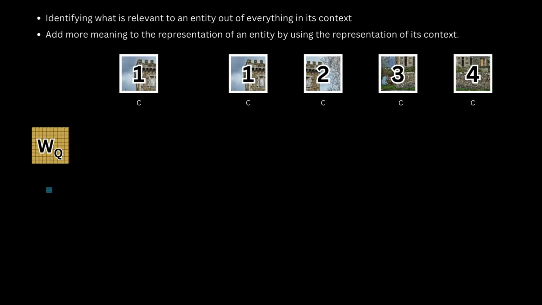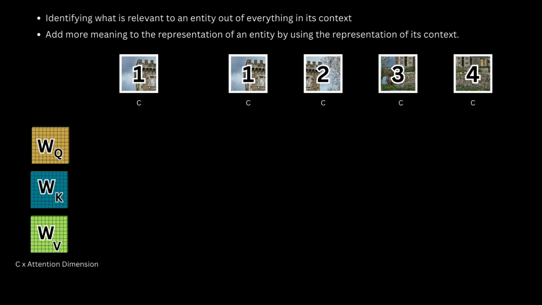We use three matrices WQ, WK, WV, each of dimension C cross attention dimension. So it's merely projecting the existing representation to a new dimension. We use these matrices to get Q, K and V representations, where Q is query, which is the projection of the input representation, the entity for which we are trying to compute the relevance of all the context items. So here that is 1. K is key, which is the projection of the representation of all context items. So here that is 1, 2, 3 and 4. V is value, which is the context representation that we'll use to bake in the context understanding into the input. So K is the context representation used for computing relevance, and V is the context representation that actually gets added to the input based on the relevance computed.